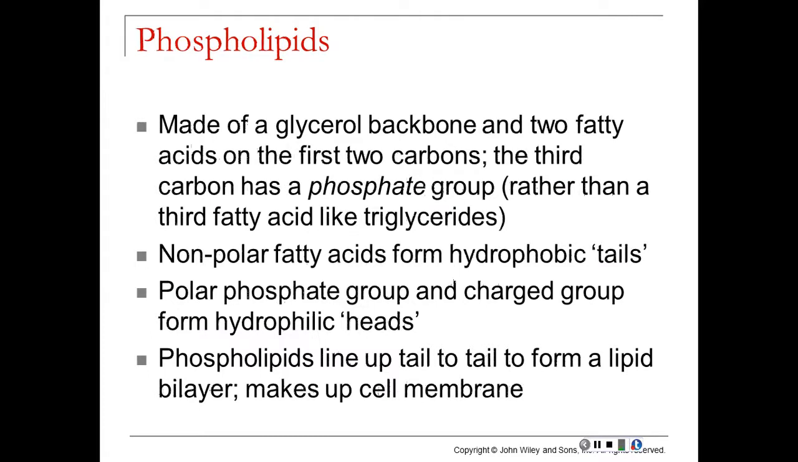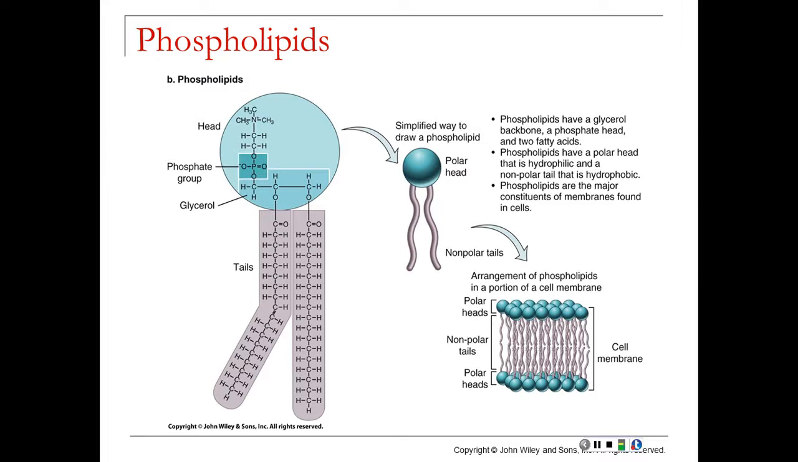Phospholipids are the special type of lipid that make up cell membranes. Every single one of our cells is surrounded by a double layer of phospholipids. There's nonpolar fatty acid tails, and then there's a polar phosphate group, which make up the heads of these structures. I have a little diagram here for you.